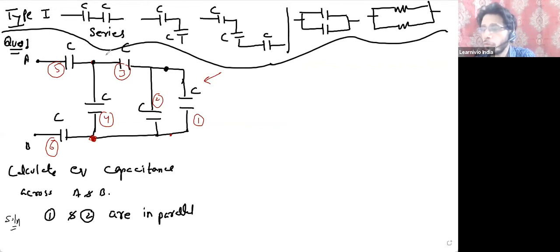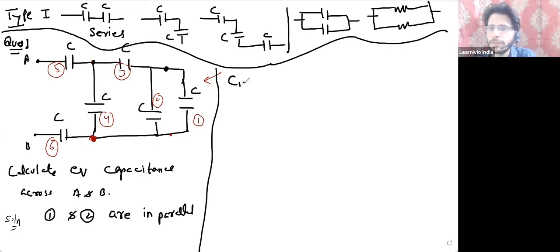C4 would be in parallel if there were a wire coming from here to here, and a wire coming from here to here. Then you would say that 4 is in parallel, but 4 is not in parallel. Are you getting the reason, Abdullah, why 4 is not in parallel? Due to this capacitor. Yes, sir. Now they are in parallel.